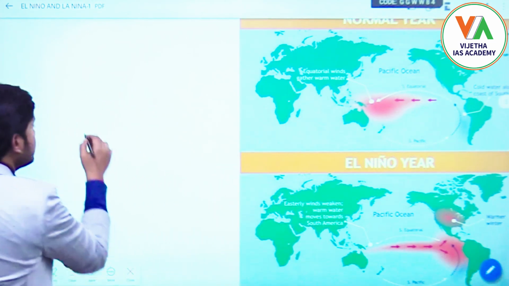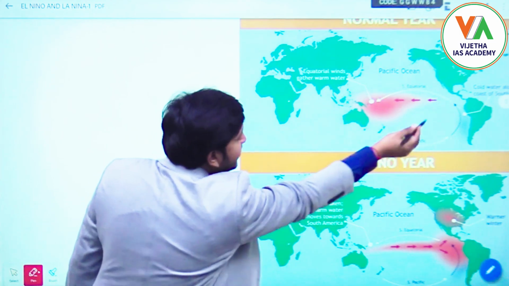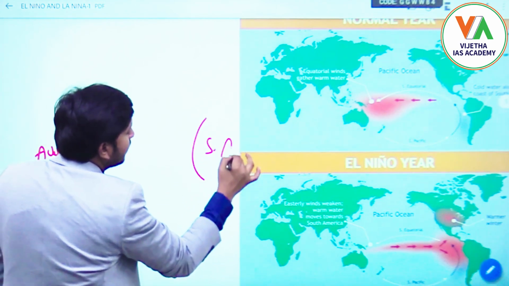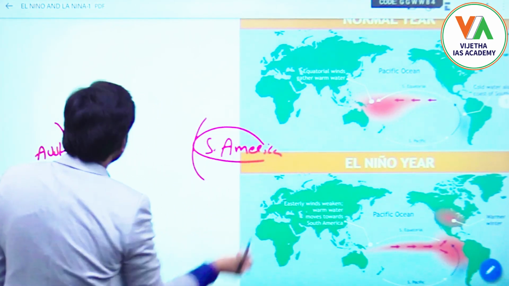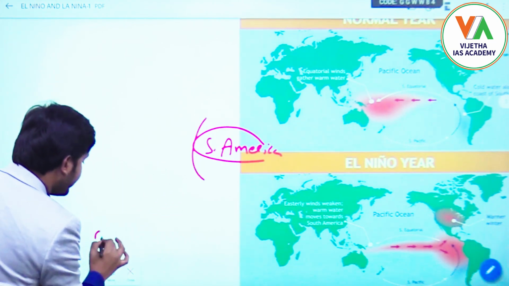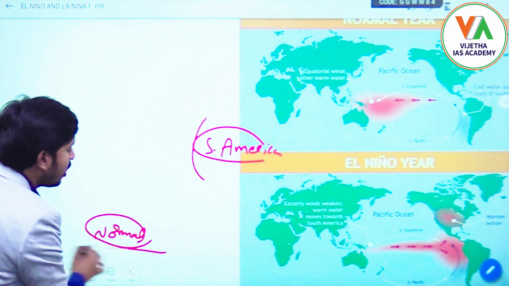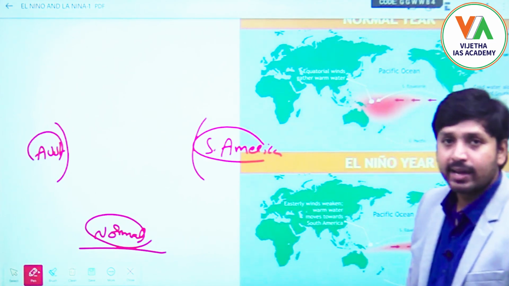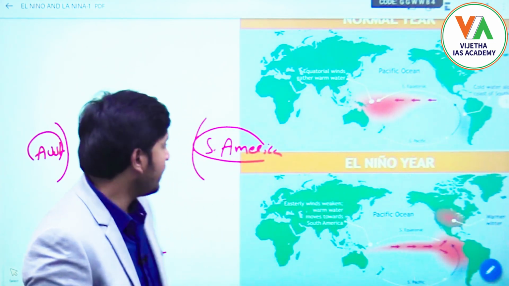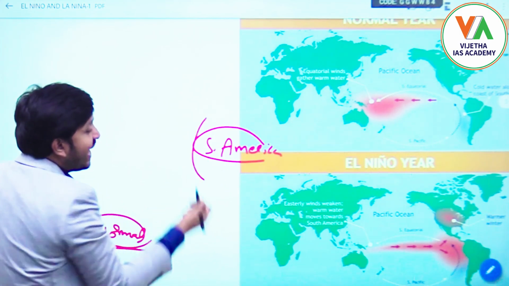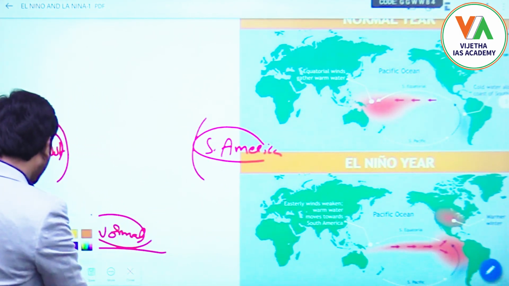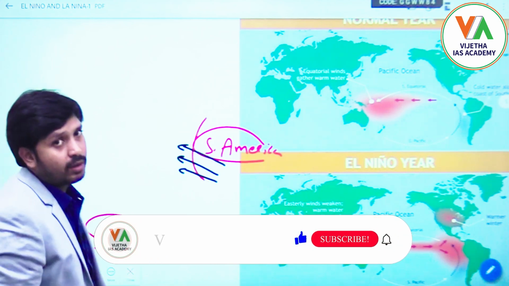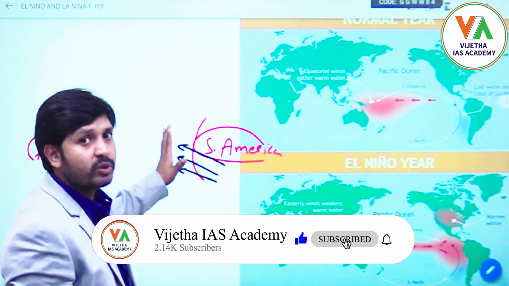Let me draw: this is Australia, this is South America. Now we will see how things are in normal years, and then how things change during El Nino and La Nina. Is it clear? In normal years, from South America, from the land surface, there will be winds blowing away from the land towards the water. From the land towards the coast, winds will start blowing.